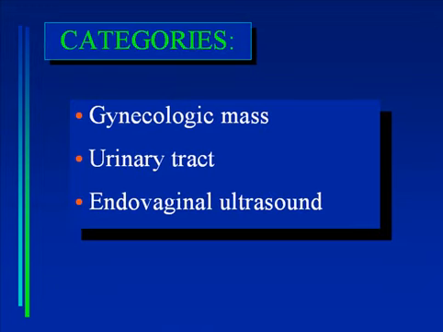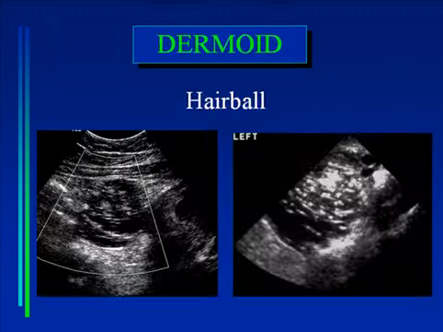What we'll do is spend most of our time talking about the pitfalls of specific gynecologic masses, and we'll end by talking briefly about pitfalls related to the urinary tract and to endovaginal ultrasound. And we'll start by discussing the dermoid.